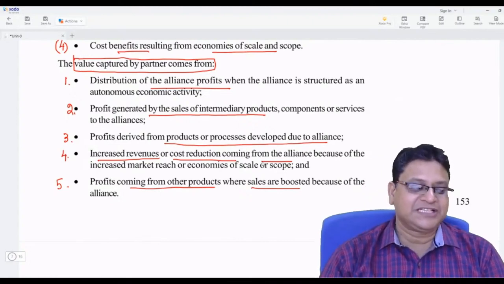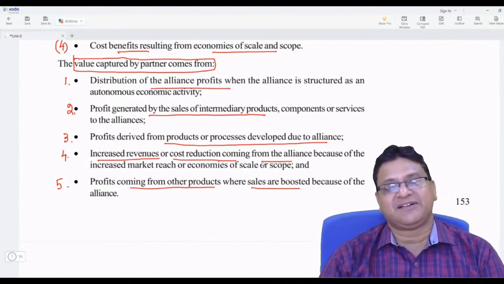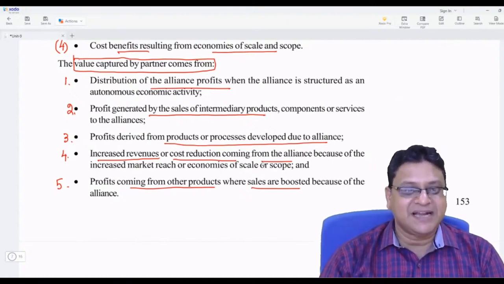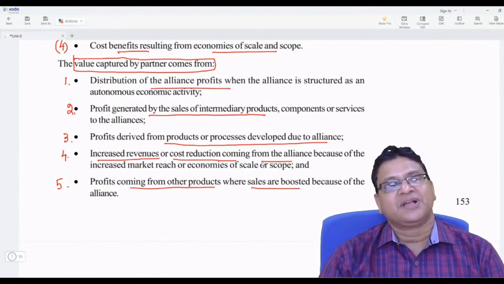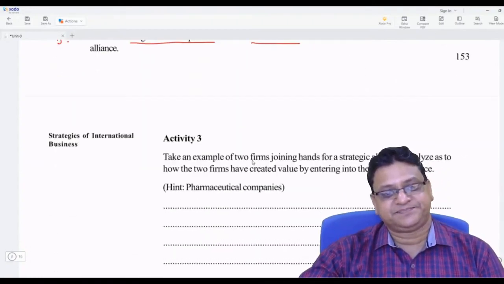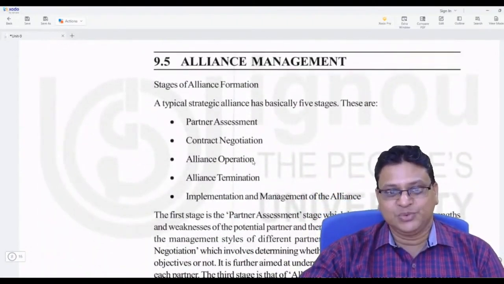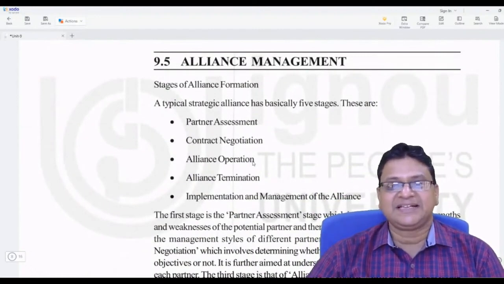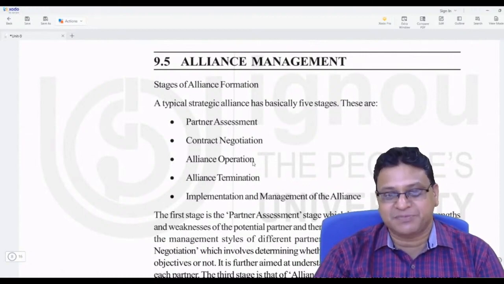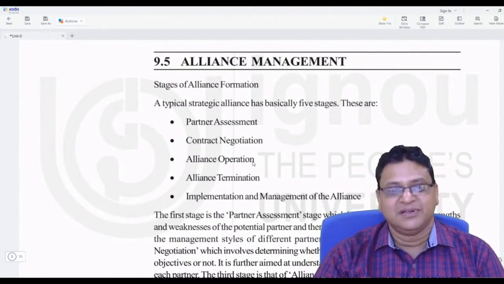So each and every alliance must create value. The value may be of 2 types, that is value created by an alliance and value captured by partners in an alliance. Next we will discuss alliance management. What are the stages of alliance management, alliance formation?